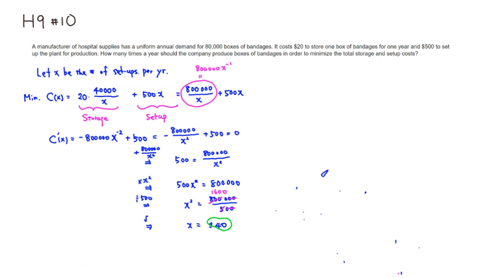Actually, I forgot to check that it's going to produce a minimum. We can do a number line. Here's x, and x equal to 40 is the critical number. Here's 0, and we can look at C prime. We can try x equals 1 and x equals 41. If you plug in 1, the derivative is going to be negative 800,000 plus 500, so it's definitely negative. If you put 41 in, this is going to be positive, which means that the original cost function is decreasing here and increasing here. So we know that the minimum happens at x equals 40.